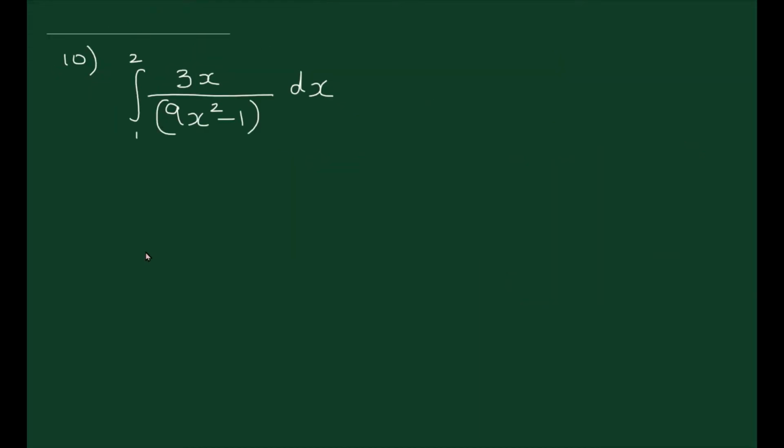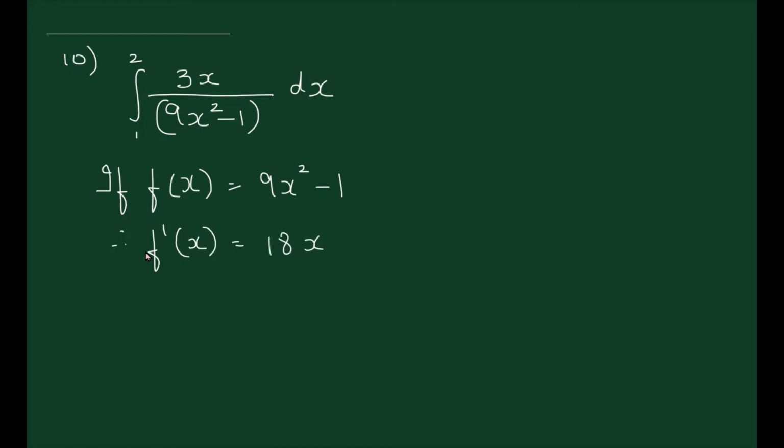In the next question, the 10th one, the integral from 1 to 2 of 3x upon 9x square minus 1 dx. Now, in this case, suppose f(x) is equal to 9x square minus 1, that is the denominator. Then, upon finding the derivative of 9x square minus 1, we get f dash of x equal to 18x.